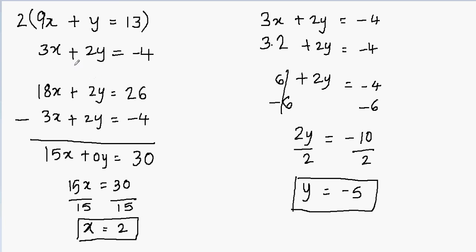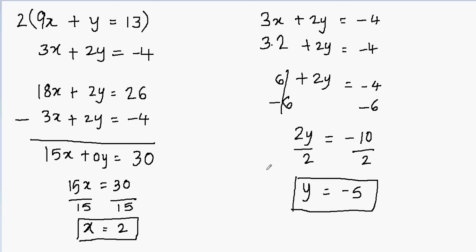So remember, when you don't have the same coefficient for the same variable, you can multiply one or both the equations by a constant number to make the coefficients equal. And then once you have the coefficients equal, you can add or subtract the equations to eliminate the variable. So we have finally got the answer, x equals 2 and y is equal to -5.